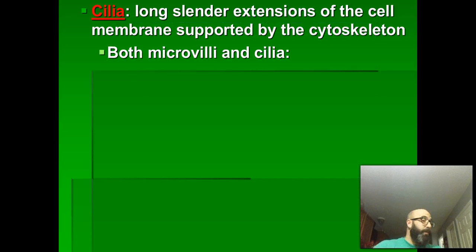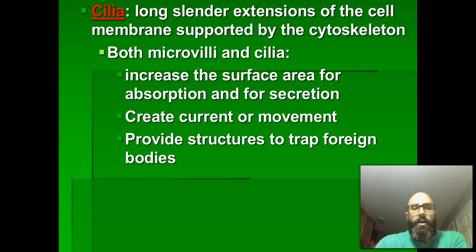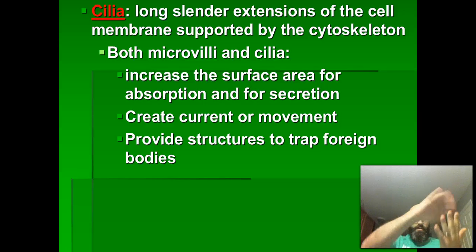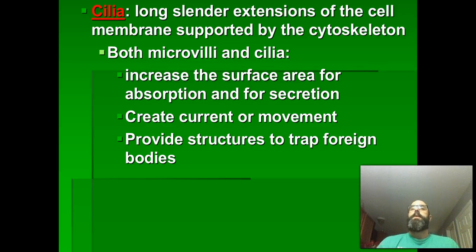Okay, so here's what both microvilli and cilia do. I would pay attention to this part. You might be tested over it. First, they increase the surface area for absorption. The more finger-like projections you have, the more surface area there is for things to attach to them. So that allows for more attachment points. The other thing is it allows for more absorption of materials and for the secretion of stuff. So the more area you have to put stuff out or to absorb stuff, the better.